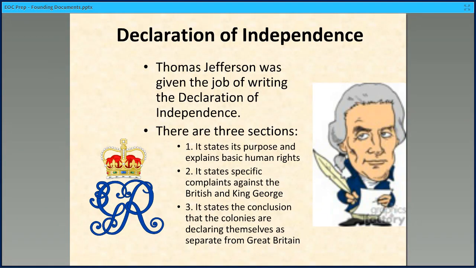where it decides, you know what, we have been patient, we've put up with quite a bit, but our concerns haven't been addressed. So we are going to declare ourselves as independent. We are no longer going to be a part of Great Britain.